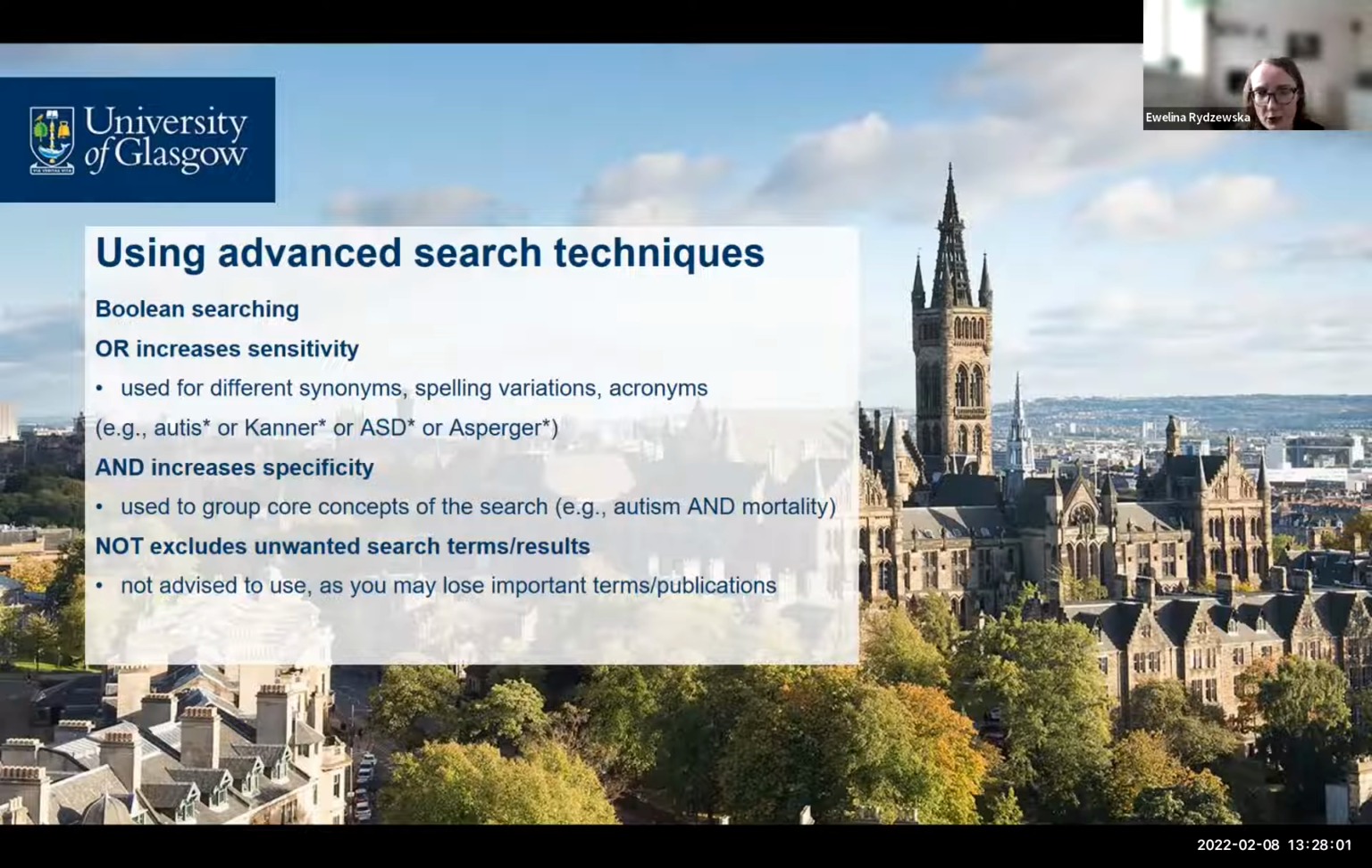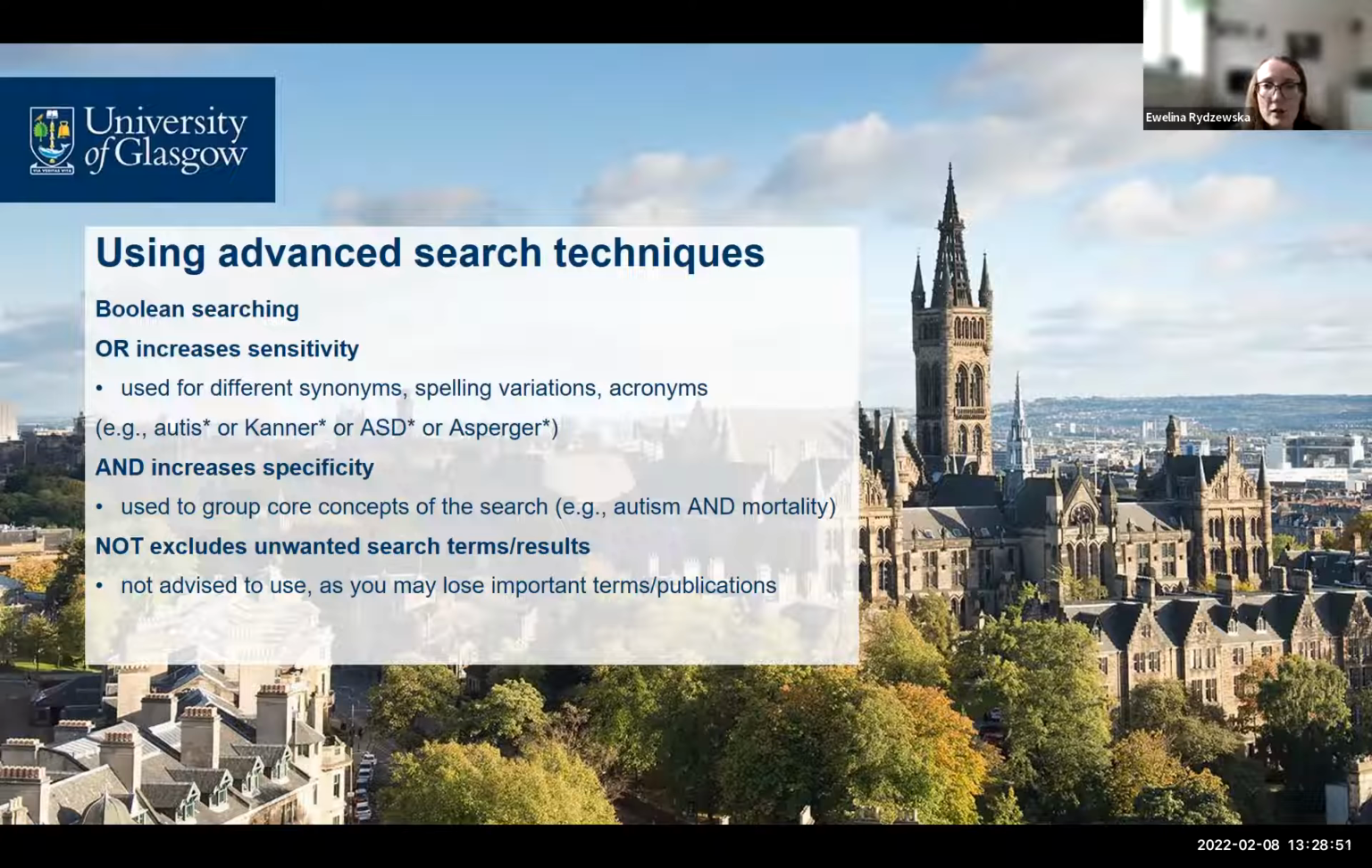So you can combine your search terms with an "or" if you want to use different synonyms for the same kind of thing, the same phenomenon, or the same concept. Or if some of these words have different spellings, or there are acronyms for them. So here I gave you an example of different words that I might want to look at in terms of autism. I have that word autism again with the asterisk, and I'll explain later on why that is. Kanner syndrome might be another one. ASD, which stands for autism spectrum disorder, or Asperger syndrome, is another way to talk about autism. So all of these I would be looking at in my review on autism and mortality.